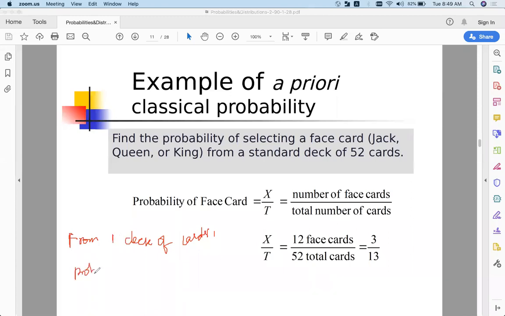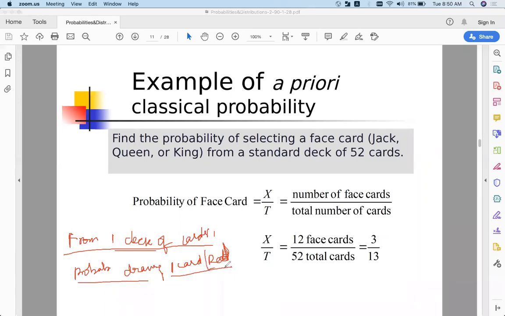Probability of drawing one card. So I have one deck of cards and I'm drawing one card, and the card comes out as red. The question is, listen to the question. I have one deck of cards. I draw one card, and I'm asking what is the probability that the card will be red color.